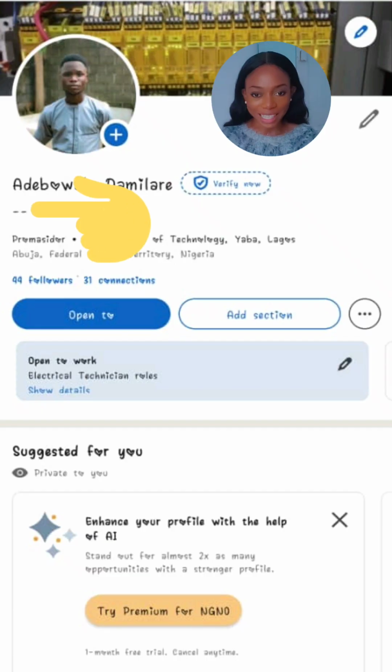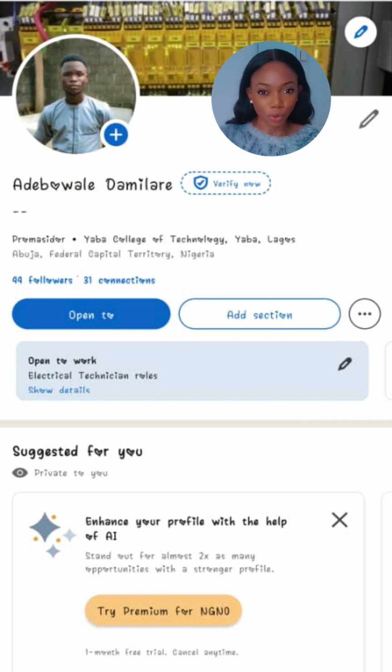So that's enough. This is not about me, it's about you. This is You Discovery. So the next thing you want to do is your header. So this is Adebowale Damilare's profile, and clearly he does not have a header here. And this is not just him, a lot of you out there just go on LinkedIn without a header.